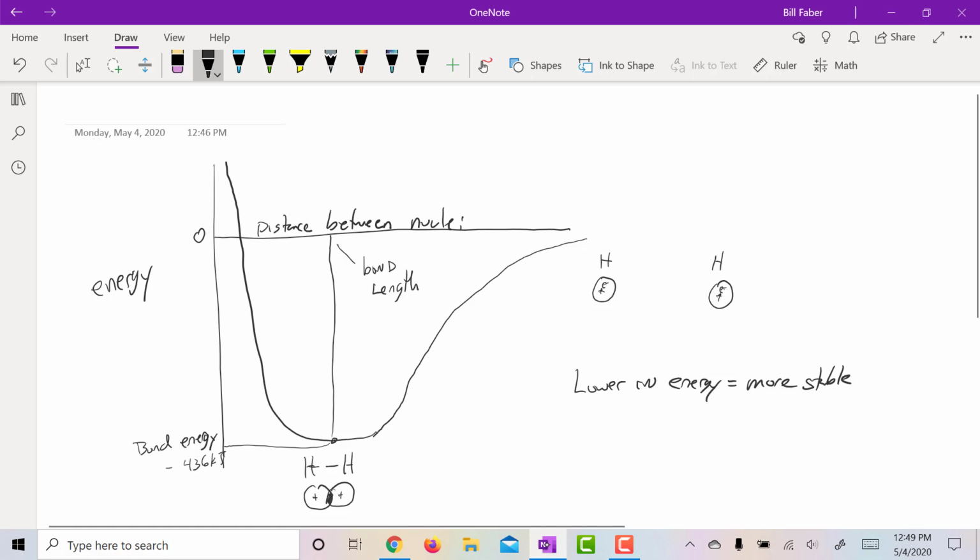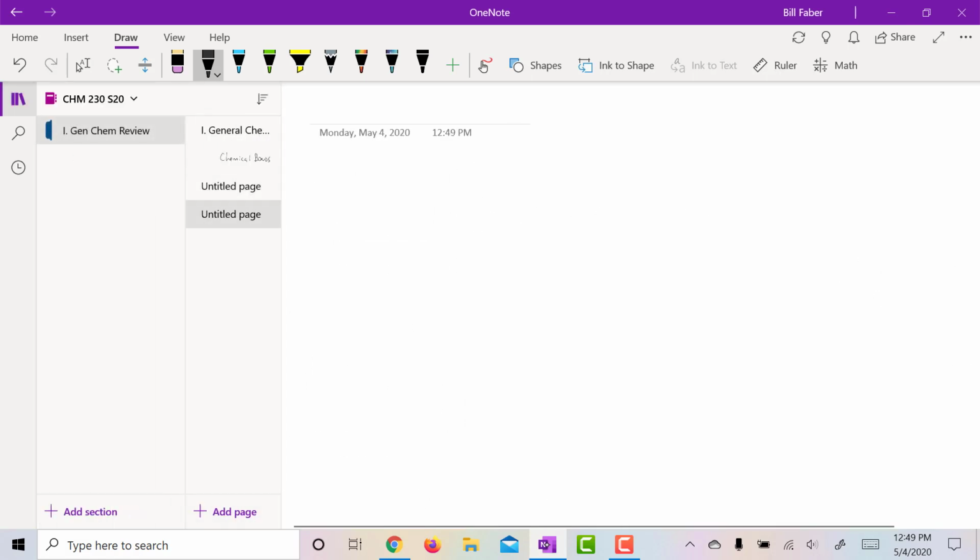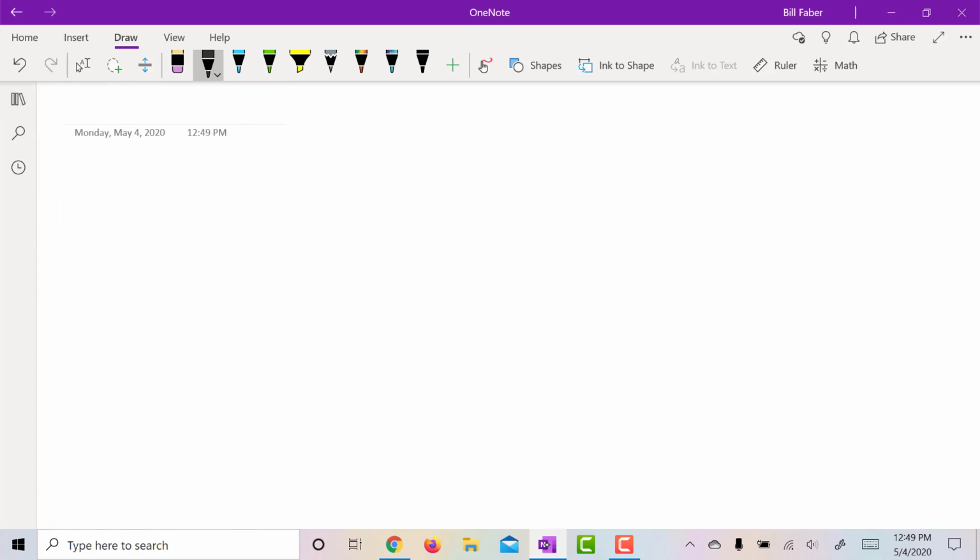So here it's too close. There it is too far apart. And so the only way out of this is to climb out, and that takes energy to do that. So breaking bonds requires energy. So think of it as I've got to kind of walk out of this valley, and that requires energy to break a bond.